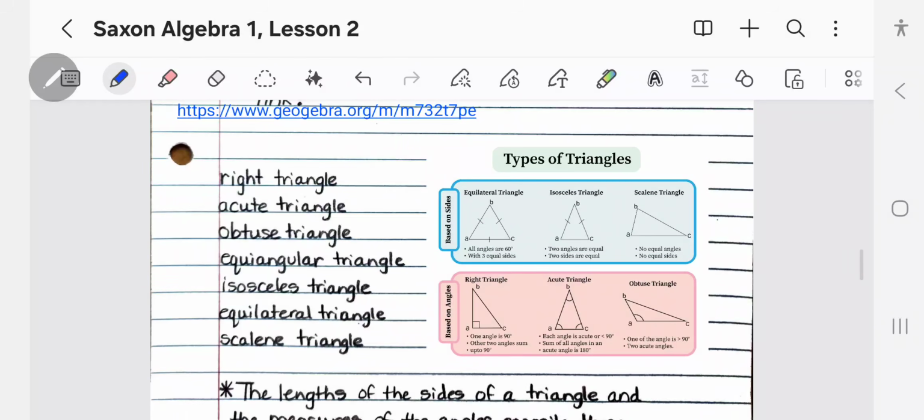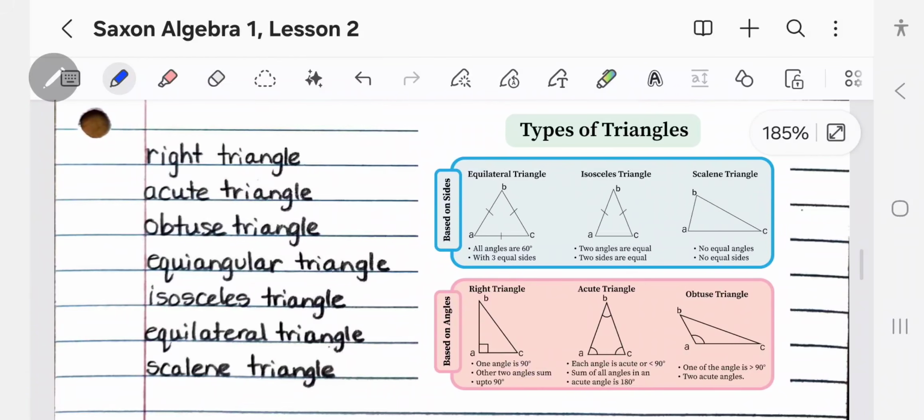Let's talk about some of those terms, and I mentioned some of them while we were doing the activity. Let's look at the diagram. So we talked about a right triangle. It's going to have a right angle in it, and we've got a picture of one right here. So if you notice in this diagram, the ones in the pink are descriptors based on the angles of the triangle, okay? The ones in the blue are based on the sides.